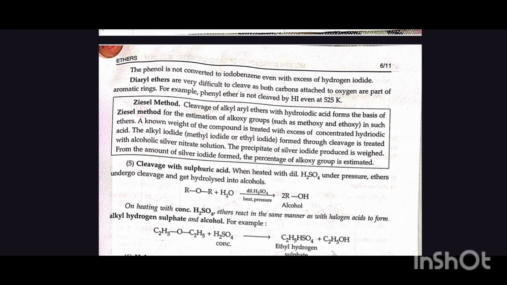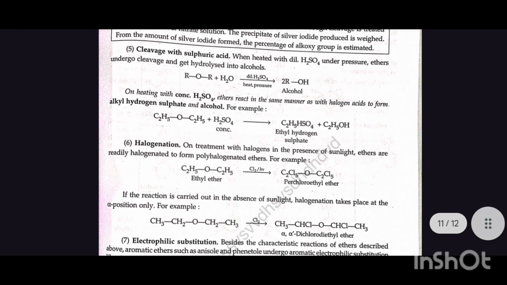Fifth, cleavage with sulfuric acid. When heated with dilute H2SO4 under pressure, ethers undergo cleavage and get hydrolyzed into alcohol. ROR plus H2O, in the presence of dilute H2SO4 with heat and pressure, gives 2 moles of ROH alcohol. On heating with concentrated H2SO4, ethers react in the same manner as with halogen acids to form alkyl hydrogen sulfate and alcohol. For example, C2H5OC2H5 plus H2SO4 gives ethyl hydrogen sulfate plus C2H5OH, ethanol.